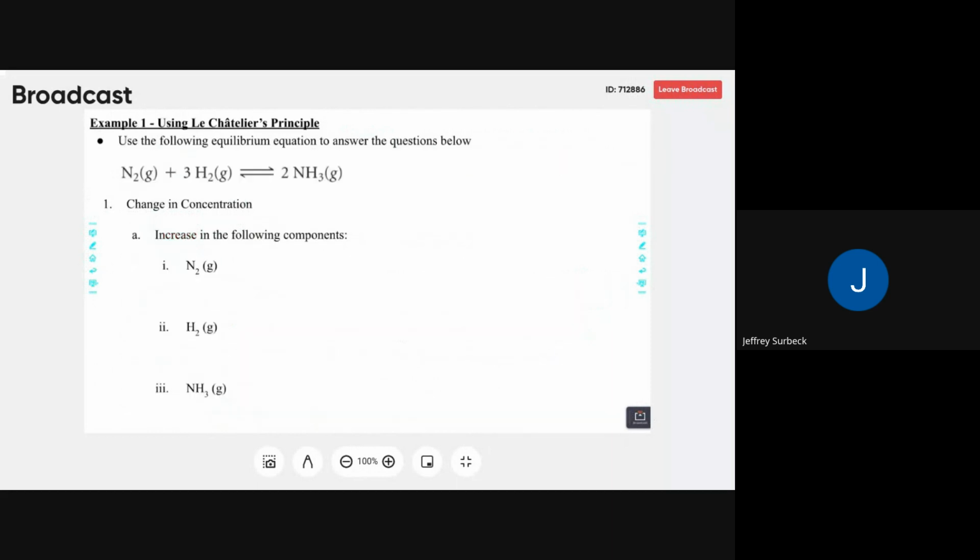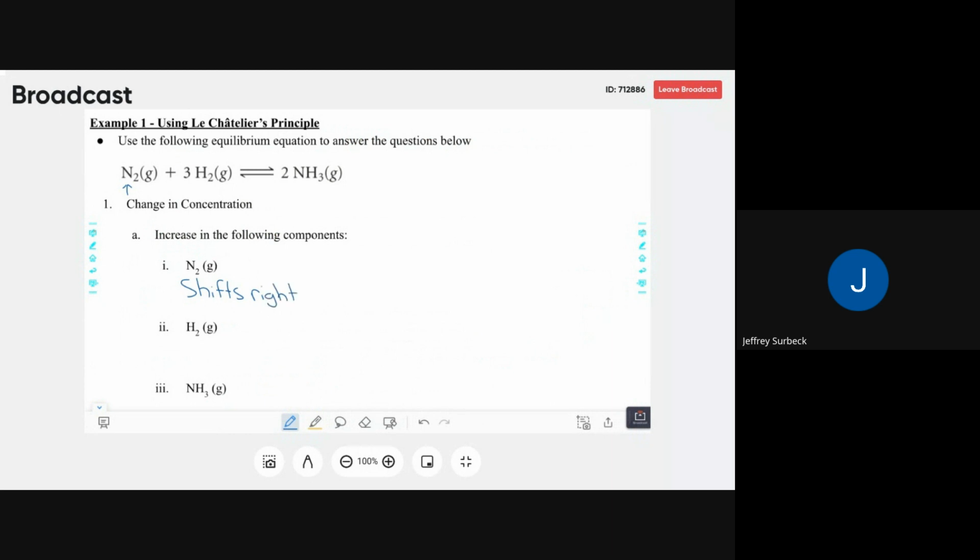All right, so here we go. We have our example. The easiest way to go through this is examples. I'm either going to say shift left, which is the left-hand side with nitrogen and hydrogen, or shift right, with NH3 or ammonia. We are increasing the following items. If we increase our N2, right now our N2 on 1A is going up. It shifts opposite sides. You add N2, it shifts opposite. We would say the equilibrium shifts to the right.